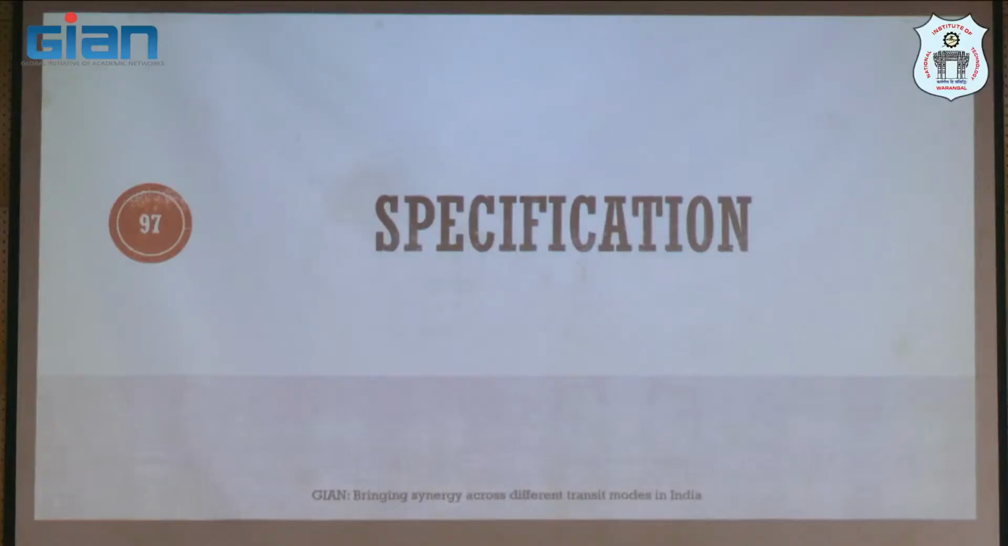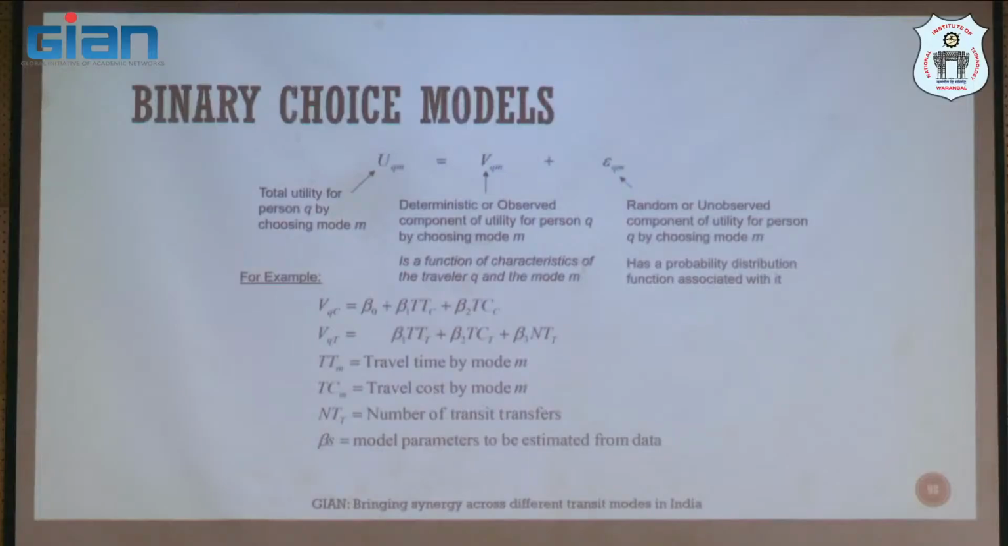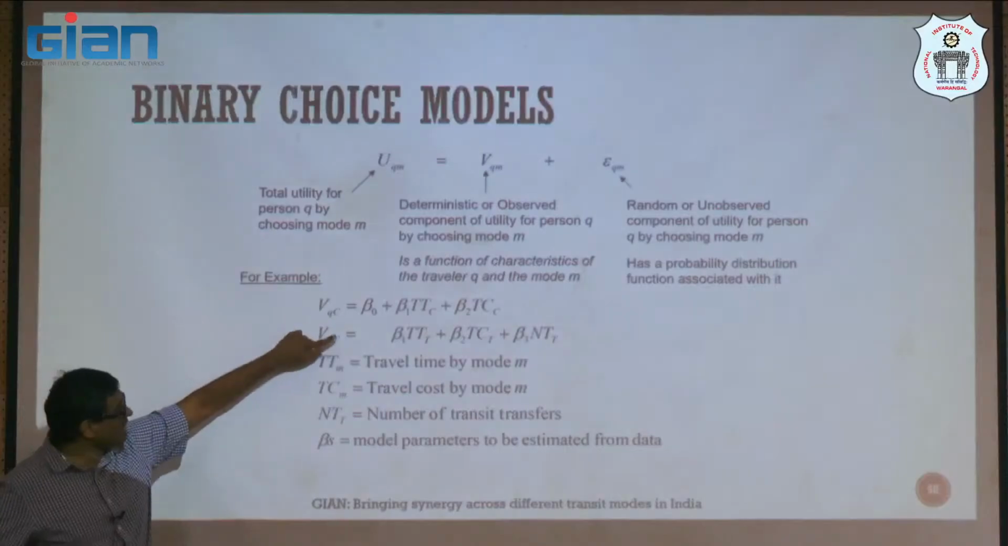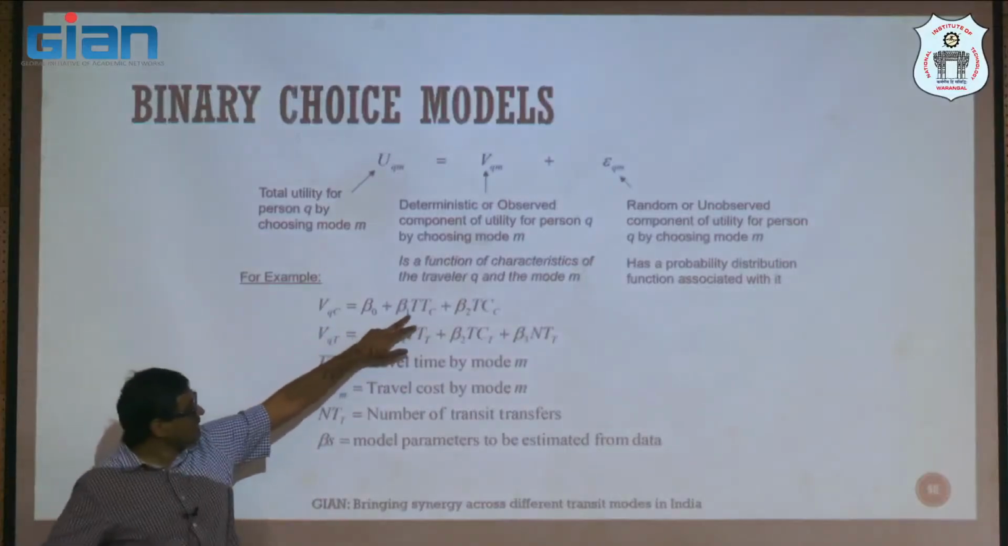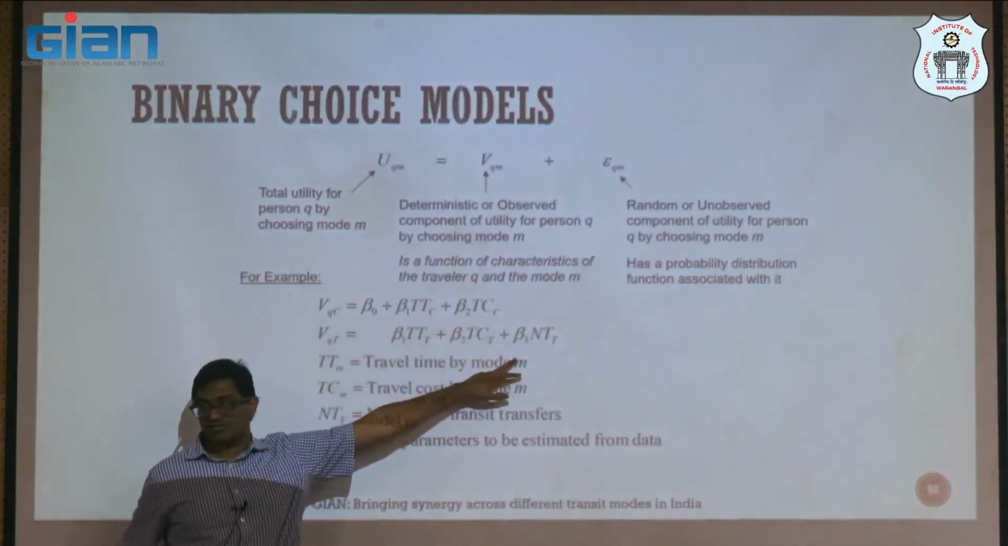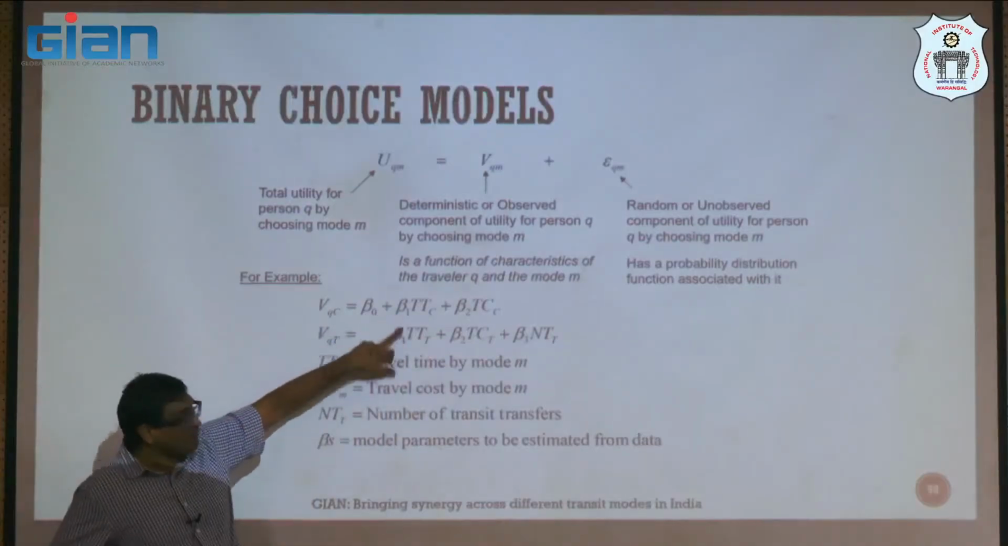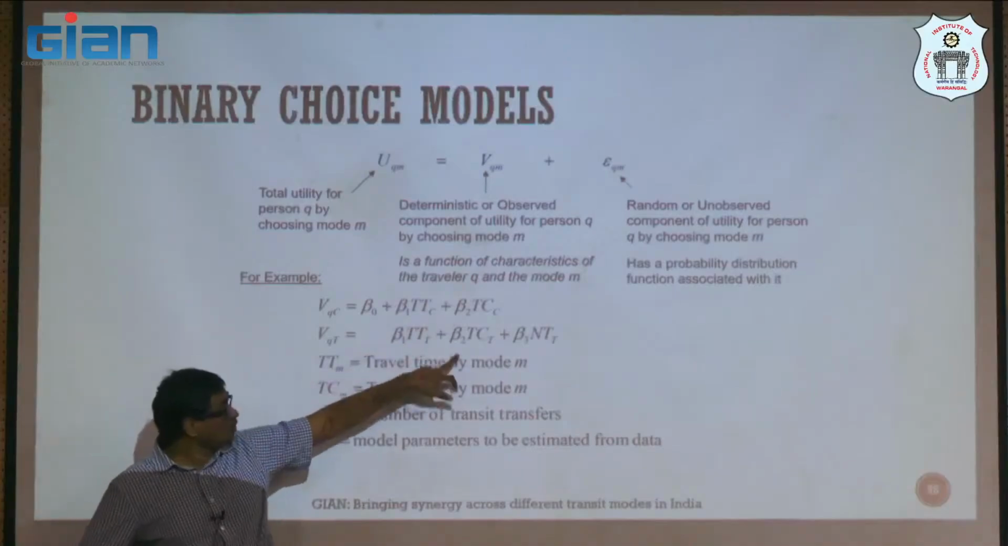So now we will talk about specification. This is how you will specify your model. You have two alternatives, right? U is your total utility, V is the observed part, epsilon is the error, and we are trying to understand what we can add into these. So here I have car and transit, with travel time, travel cost, and number of transfers. Here I'm using beta 1 for travel time, beta 2 for travel cost.